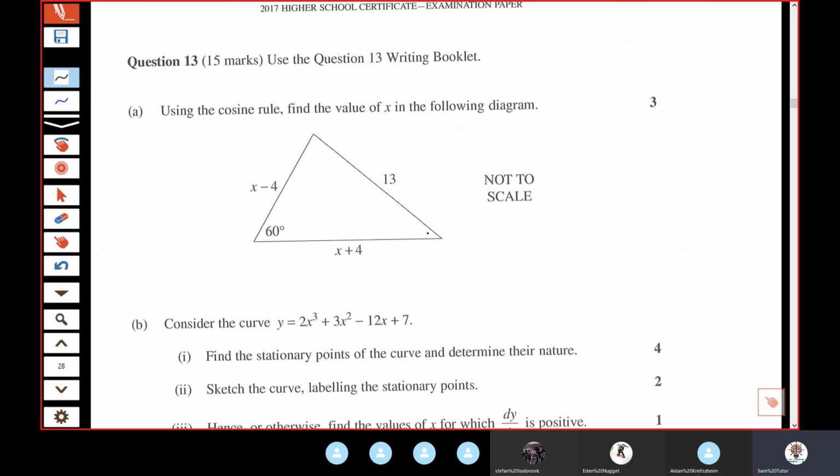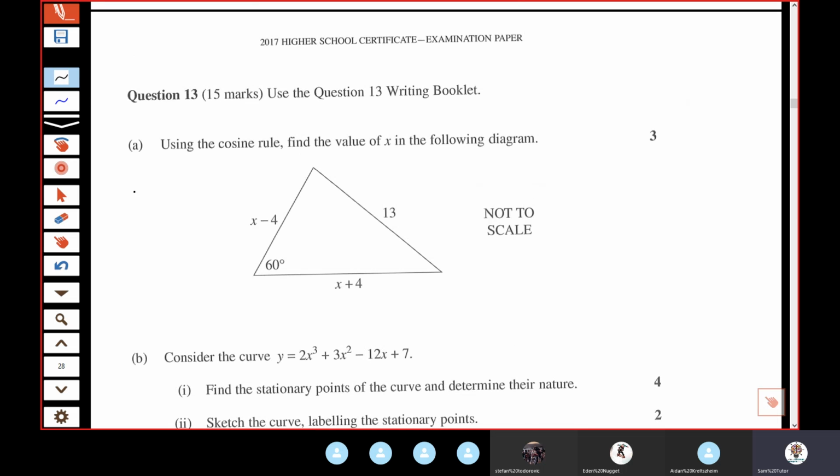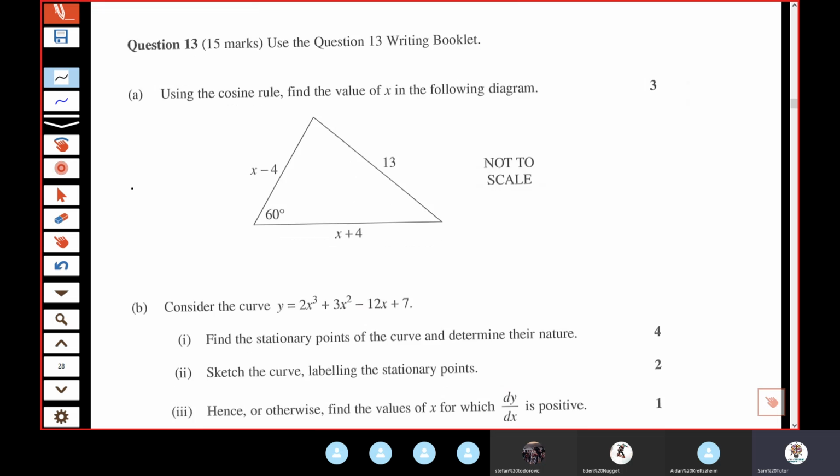Using the cosine rule, find the value of x. Go. A. Let's do it. Using the cosine rule, find x. Do we know the cosine rule? Does anyone want me to write the cosine rule? All right then. If you don't need it, good luck.